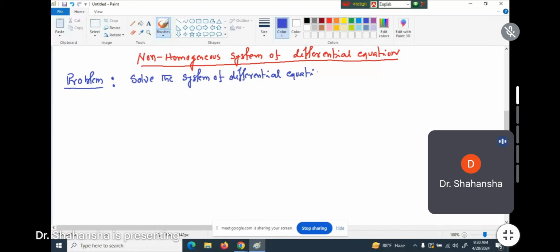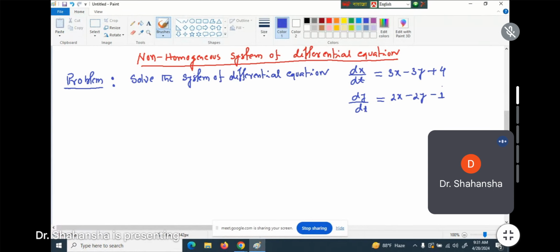Solve the system of differential equations. Suppose dx by dt equals 3x minus 3y plus 4, and dy by dt equals 2x minus 2y minus 1. A system of differential equations, we can solve it.